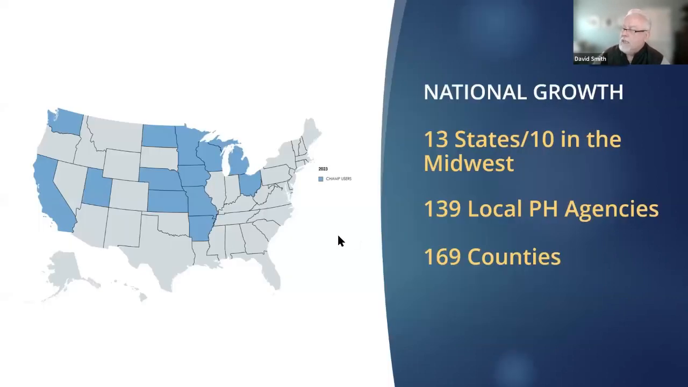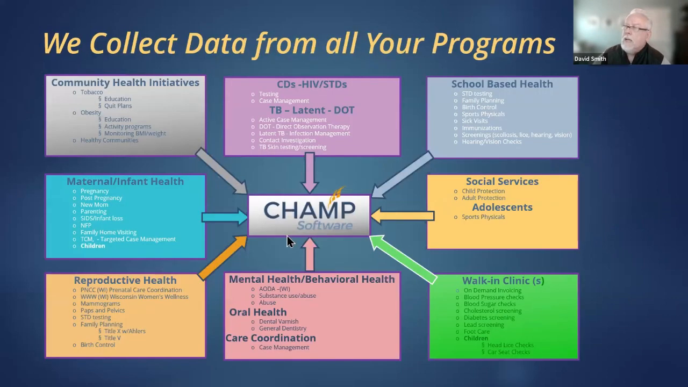We are in 13 states, 10 of them are in the Midwest. We have 3 states around Colorado. We do not have our first customer in Colorado yet, but we're working with several counties there. We can collect data from all of your different programs, whether they're community health initiatives, walk-in clinics, reproductive health, school-based health, any of those. Our current clients, 170 counties, are keeping track of all their encounters and all the data surrounding that in 80 different public health programs at this point in time.